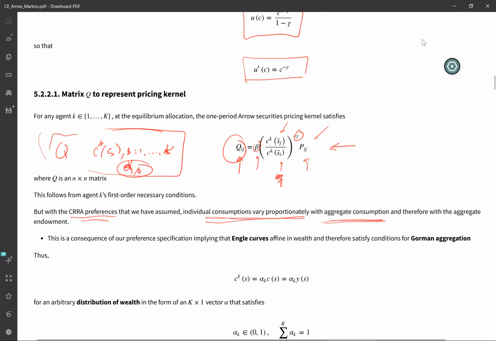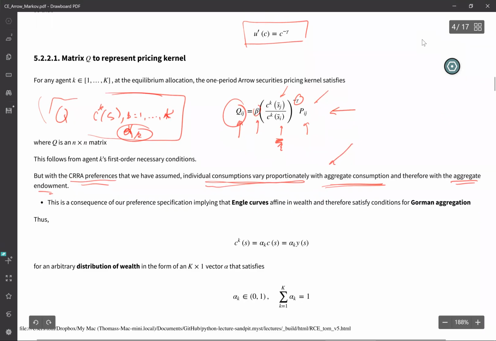And therefore, in an exchange economy, with the aggregate endowment. So this is a key thing. And this is going to allow us to simplify things immensely. So it's going to turn out that, so let's see how this puts together.